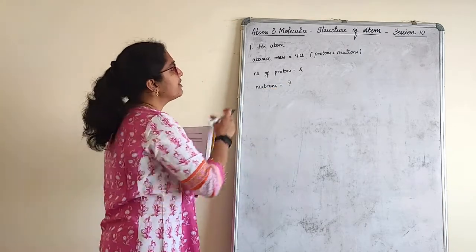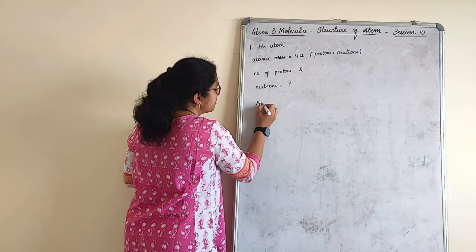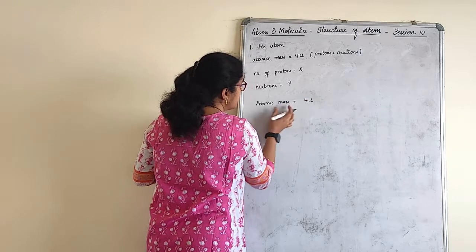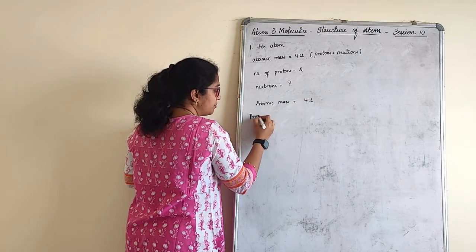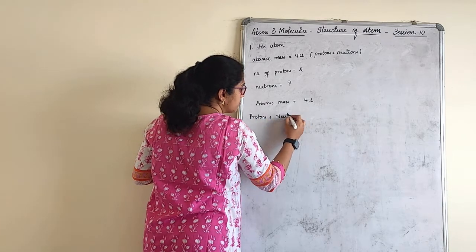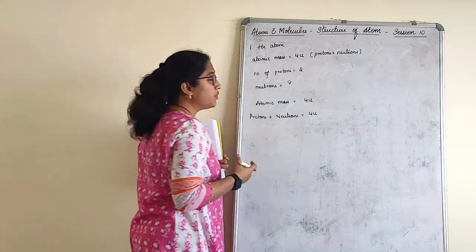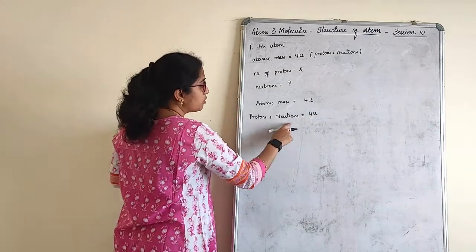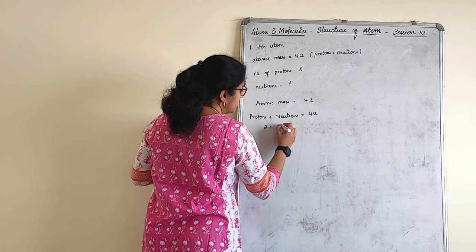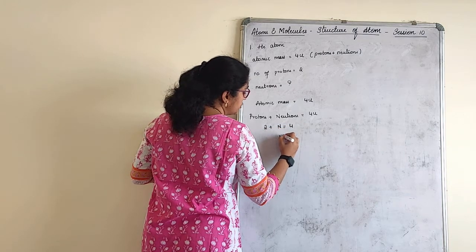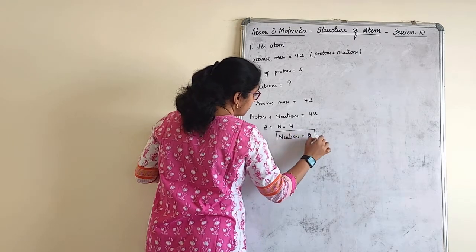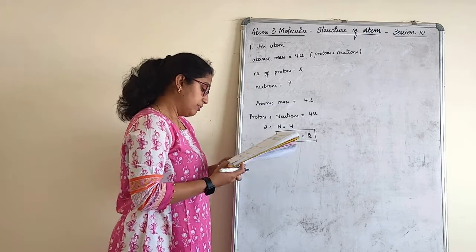Very simple question. We will start from that. Atomic mass is equal to 4 units. Atomic mass is written in terms of protons plus neutrons. This is a direct question, you can do it orally also, I am just doing this stepwise. Protons plus neutrons is equal to 4 units. Neutrons, we know that protons are 2 plus neutrons is equal to 4. So neutrons are 2. Very simple. We'll move to the next one.